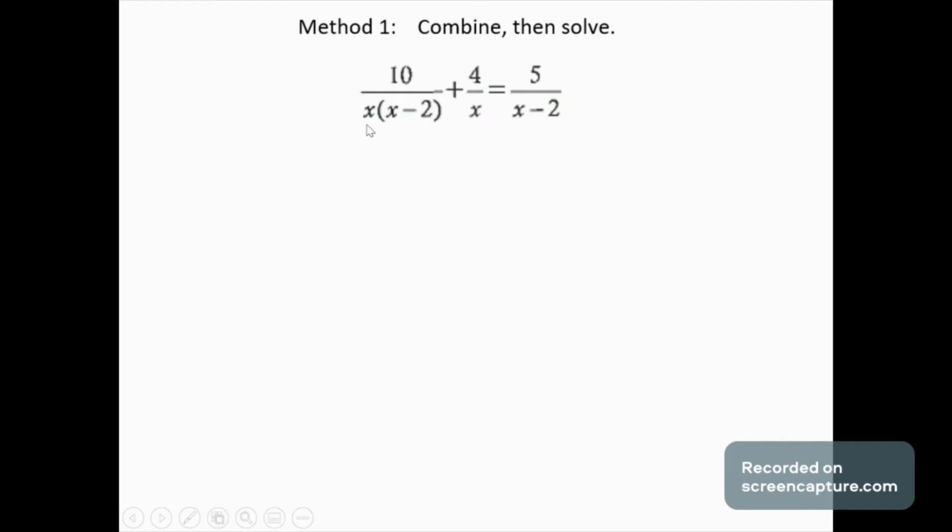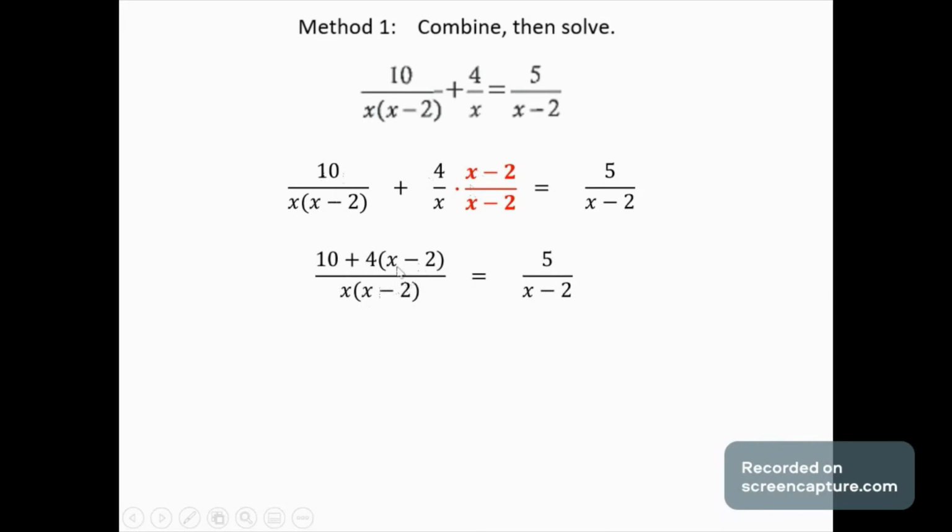This fraction has x times x minus 2 in the denominator, but on this fraction, we just have x. So this second fraction needs an x minus 2 introduced into it to have a common denominator. So what we're going to do is multiply that fraction by x minus 2 over x minus 2, a version of 1. Then we will have a common denominator here and here. Okay, so that brings us to this.